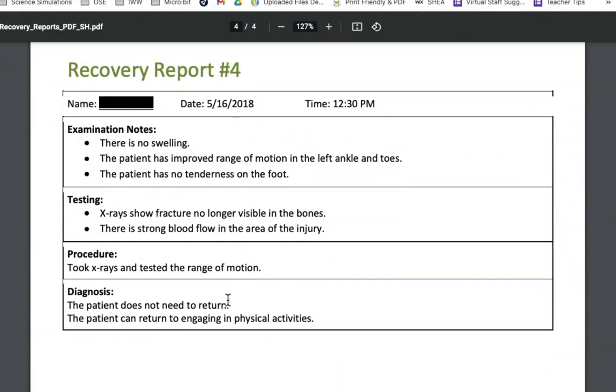So no swelling at all. So not that it's gone down, there's no swelling. Improved range of motion again, no tenderness, no visible lines of cracks in the bones, strong blood flow. And diagnosis, patient does not need to return, and they can go back to engaging in physical activities. So at this point, the person has been healed. It happened in February, according to this scenario. And so February to May, we've healed this broken foot.